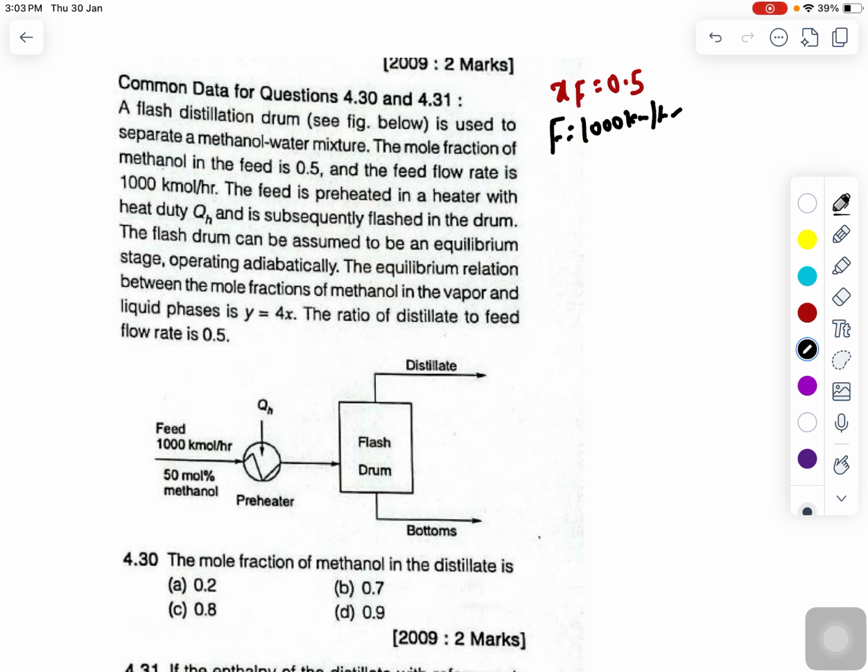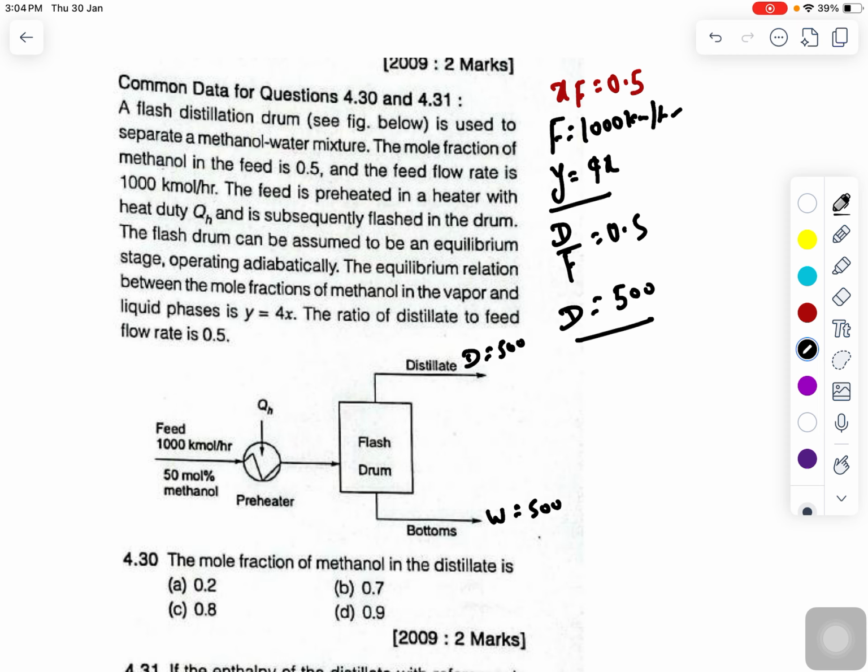The flash drum can be assumed to be an equilibrium stage, operating adiabatically. The equilibrium relation is given: y equals 4x. And you are supposed to calculate the ratio of distillate to feed. So distillate divided by feed equals 0.5. So feed is 1000, so D will be equal to 500. So if D is 500, then W, the bottom, is also 500, right? And after that also the mole fraction of methanol in the distillate. So you are supposed to calculate xD.